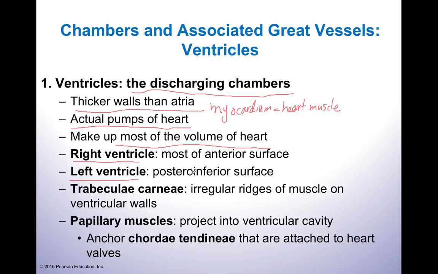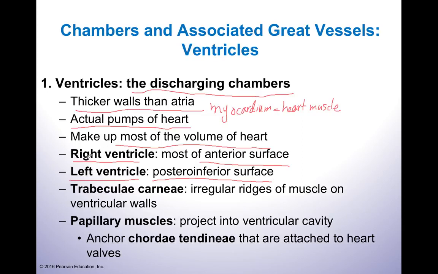Right ventricle, if you look at the positioning of the heart, is more toward the anterior surface because your heart is actually kind of twisted to its lateral aspect. And left ventricle, position-wise, is more toward the posterior/inferior aspect of the surface within the thoracic cavity.